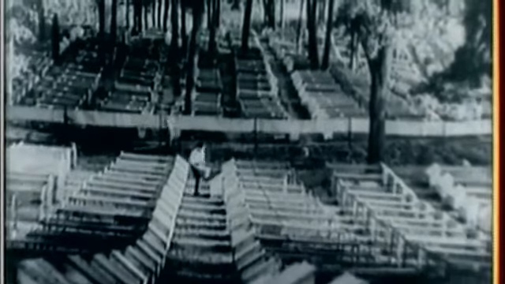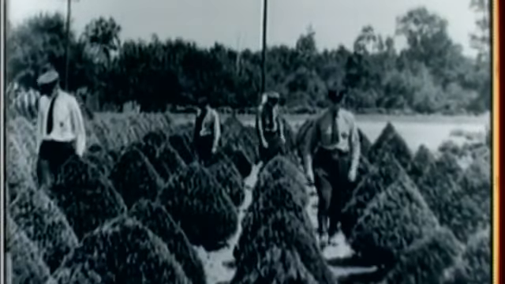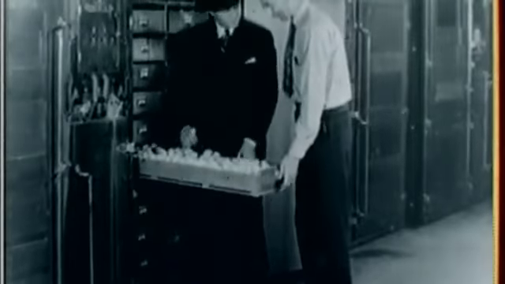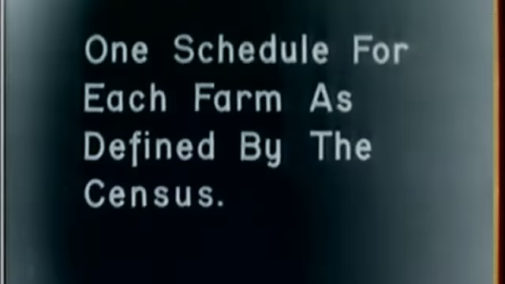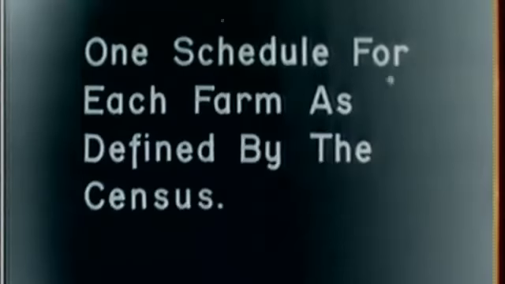These too are farms for census purposes, provided they are at least 3 acres. But even if less than 3 acres, they can still be called farms if their produce brought $250 or more in 1939. There are many of these unusual farms, and a schedule must be prepared for every one of them. The second point is easy to remember: one schedule for each farm as defined by the census.